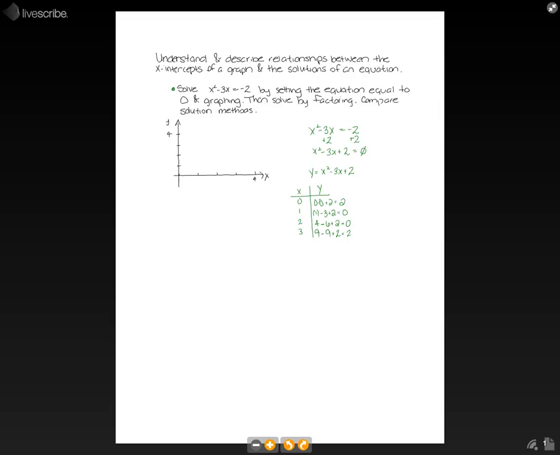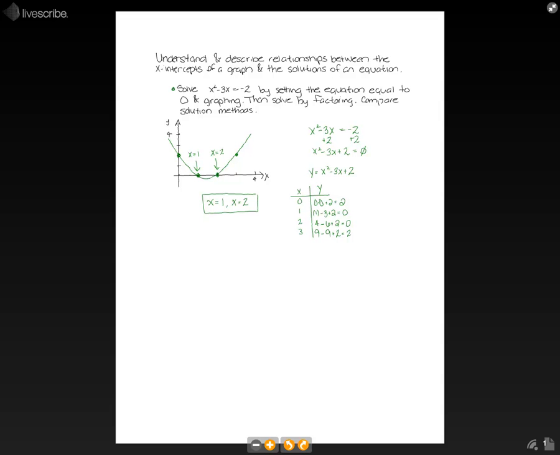If x equals 0, y equals 2. If x equals 1, y equals 0. If x equals 2, y also equals 0. And if x equals 3, y equals 2. Since we have a quadratic equation, we know this will be a parabola, so we can connect the dots like so. And then to find the solution, we find where the graph crosses the x-axis, which happens right here at x equals 1, and right here at x equals 2, which means our solution is x equals 1 and x equals 2.